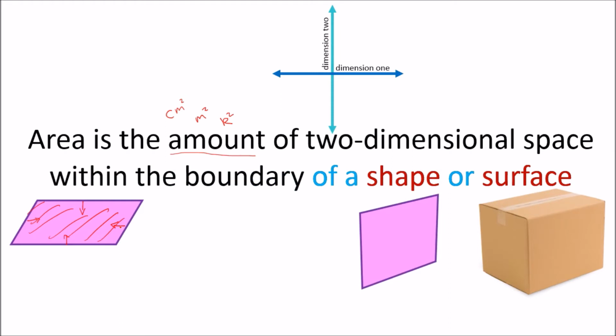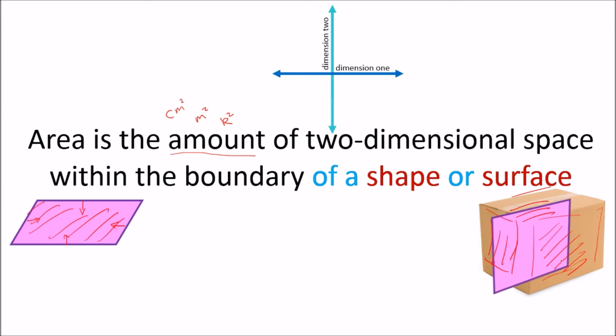So we usually call that surface area. So we could work out the surface area of this box by working out first of all the area of this two-dimensional shape or two-dimensional surface, this one here, and the three that are hidden, and adding them all up, and we would have the total surface area. So it can be something that's three-dimensional, but we're only talking about each particular surface one at a time, and then if we're talking about the total, it's called total surface area. So area is the amount of two-dimensional space within the boundary of a shape or surface.